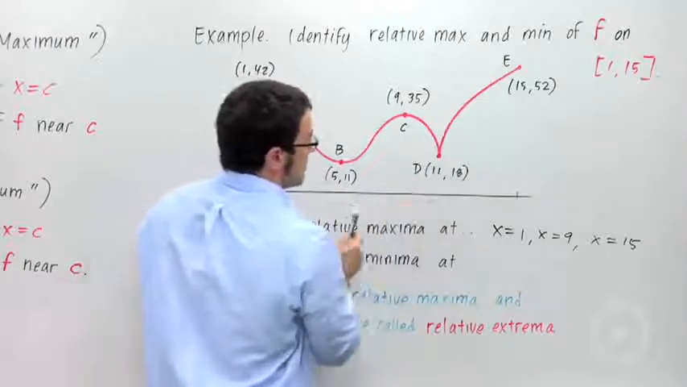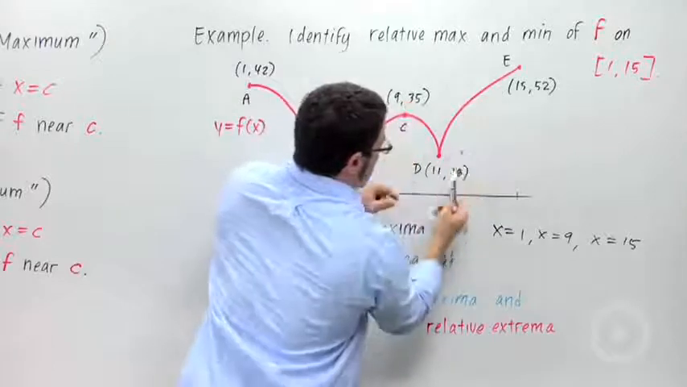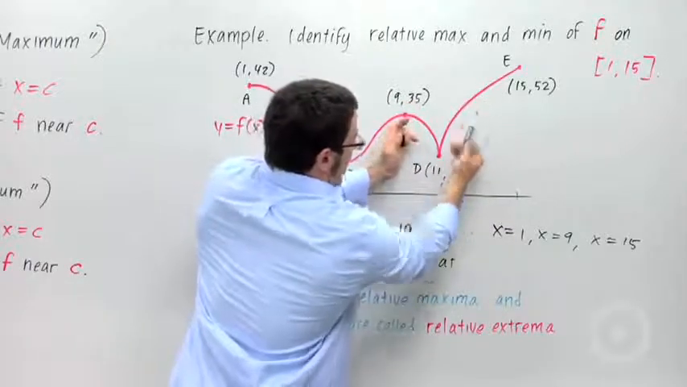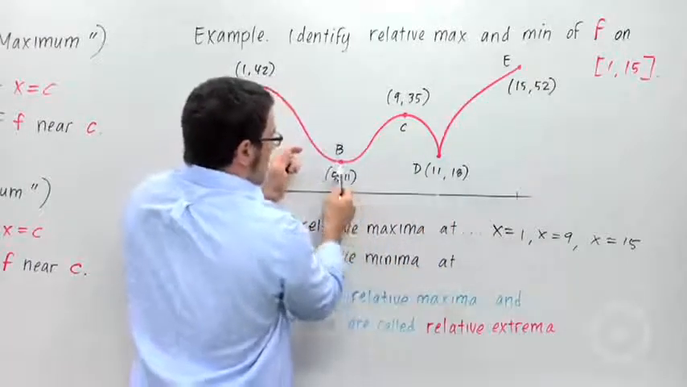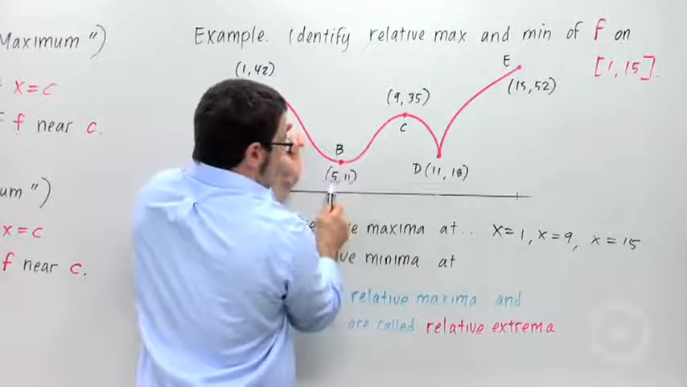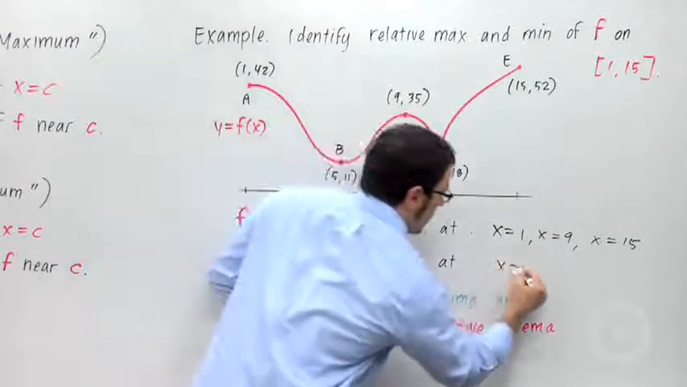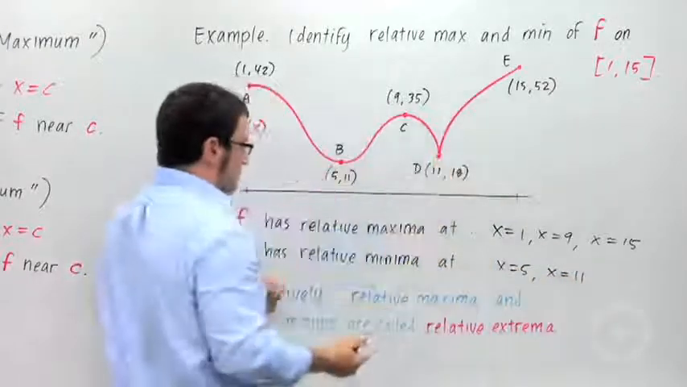So this counts as a minimum. It is the lowest point in a neighborhood around it. That value 18 is going to be the lowest point, and the minimum actually occurs at x equals 11. And here, we have a minimum value of 11, and that minimum occurs at x equals 5. So there are relative minima at x equals 5 and x equals 11, these two points.